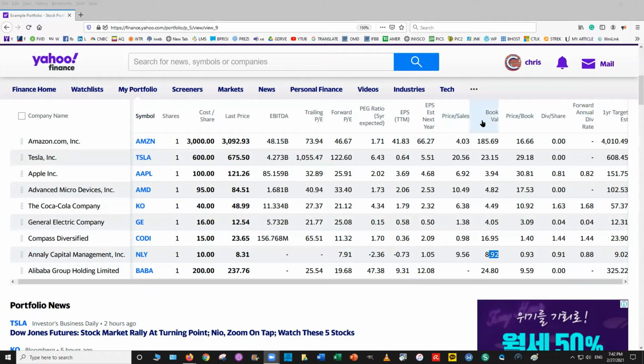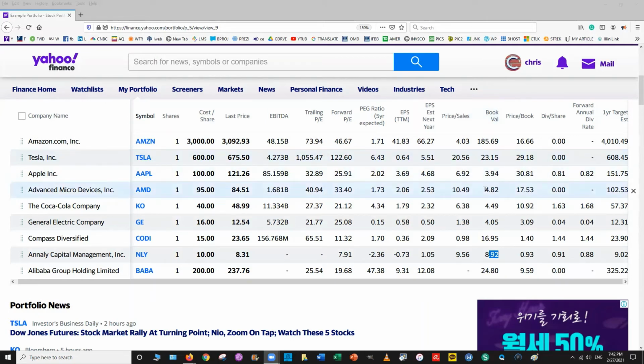Now, let's look at book value. Book value is a little more complicated than this, but you take all their assets, that's all the money they have and all their stuff they have, their goodwill and all their equipment. And then you take all their liabilities, all their debts and all their obligations, and you divide them out. And whatever is left over is what you have left per share, the book value. That is like if we liquidated everything, how much money would we have left.